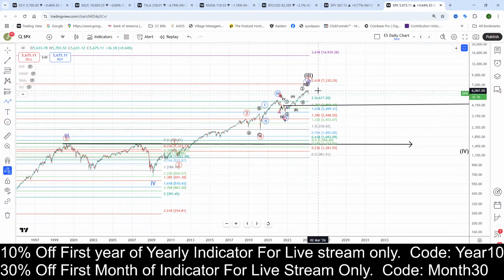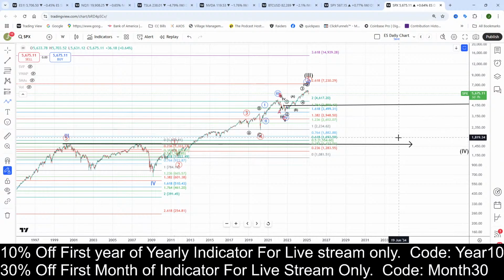Does that mean we've topped right now? Not necessarily. We can still make another high. But this is the area that the Elliott wave pattern called for, well before COVID, well before this. It called for the COVID drop. All of these things have played out using Elliott wave.